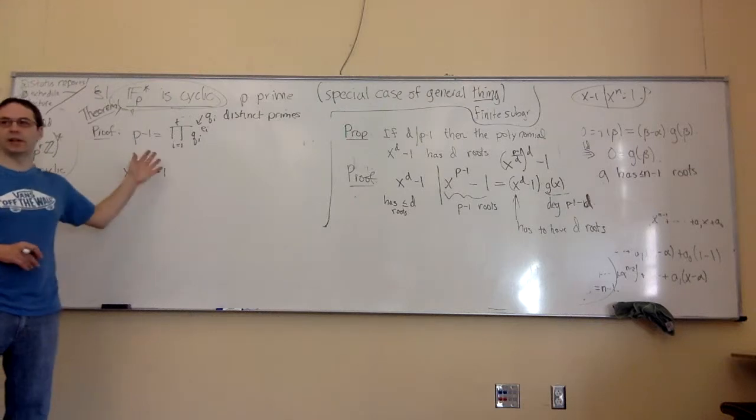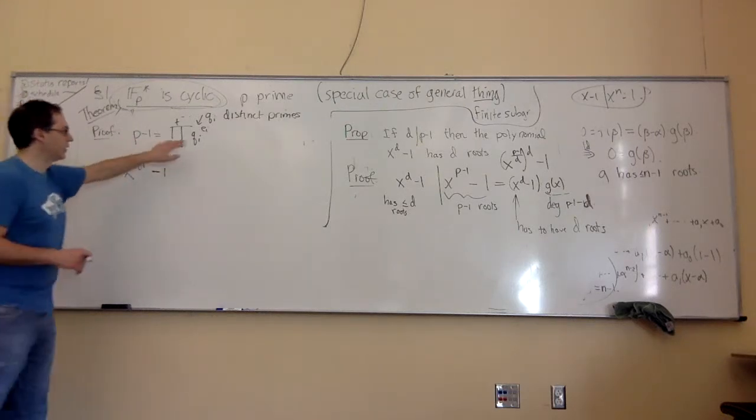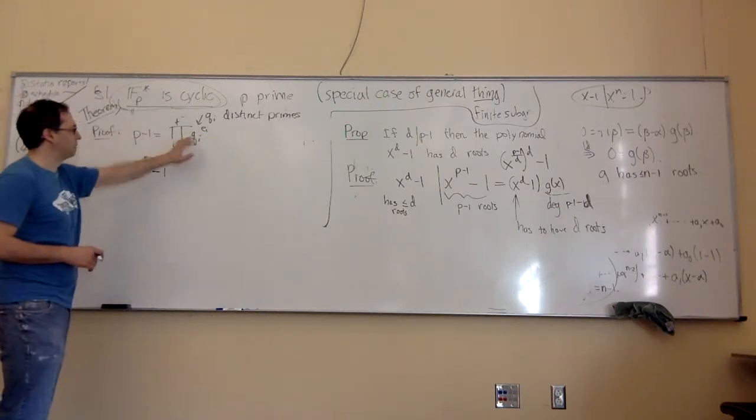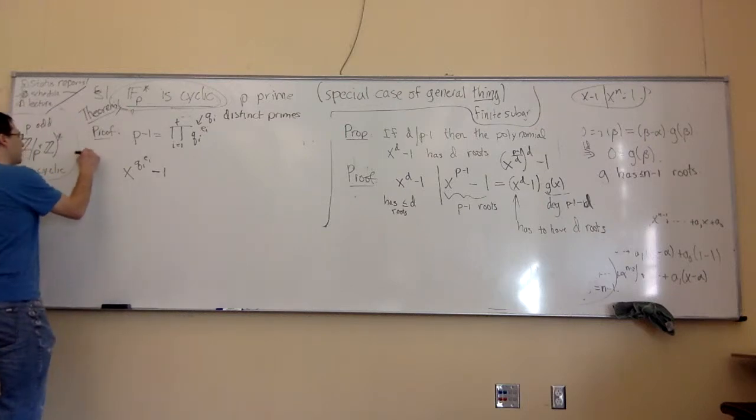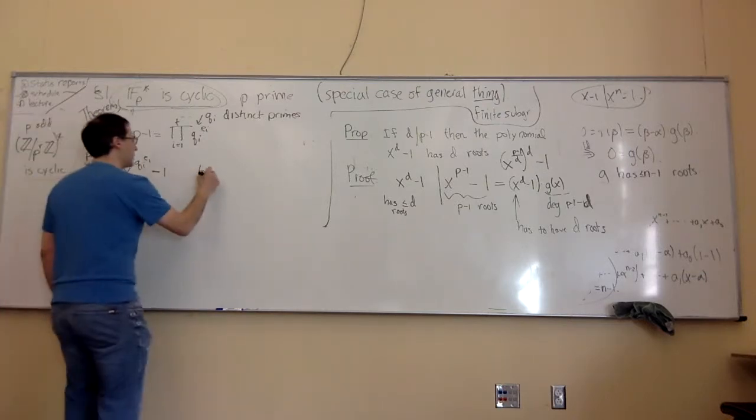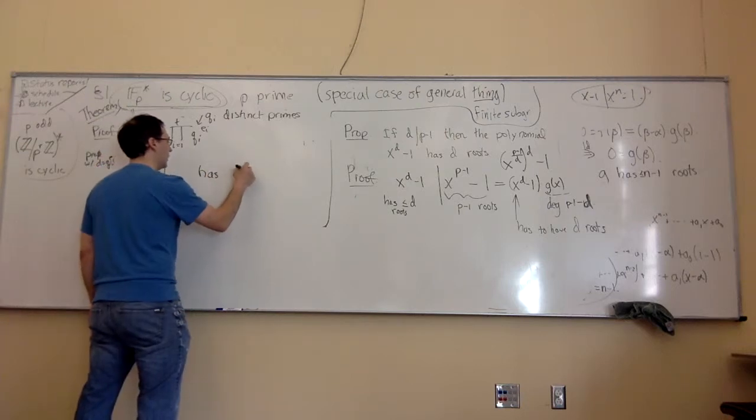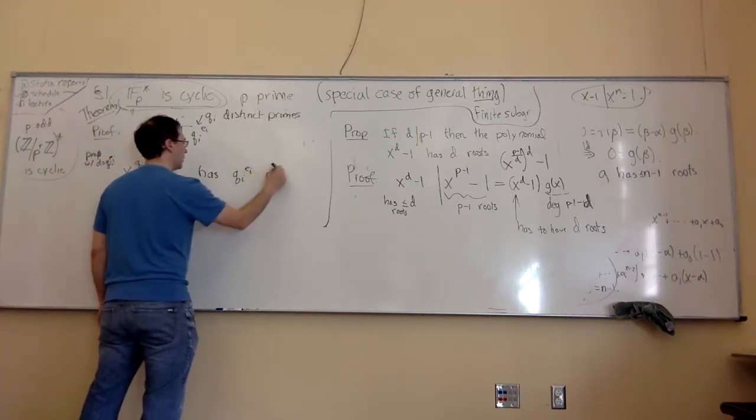Exactly, q_i to the e_i. It has to have d a divisor of p minus 1. So we just use the proposition with d equal to q_i to the e_i. And we know that this polynomial has q_i to the e_i roots.